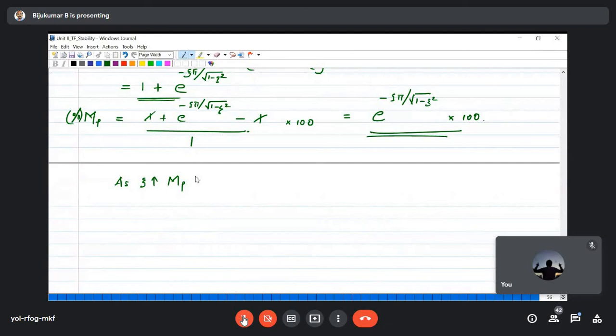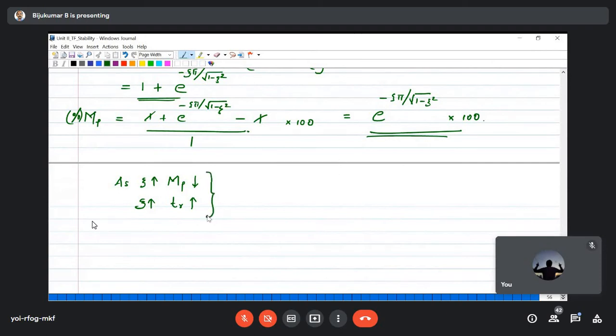Yes, it decreases, right? Because it is e power minus some theta term. So if the damping ratio increases, Mp decreases. Now observe the rise time. If the same thing happens for zeta, what happens to the rise time? The relation is pi minus theta divided by omega d, where theta depends on zeta: tan inverse of root of 1 minus zeta square by zeta. So from that relation, we understand that if we increase zeta, rise time will increase.